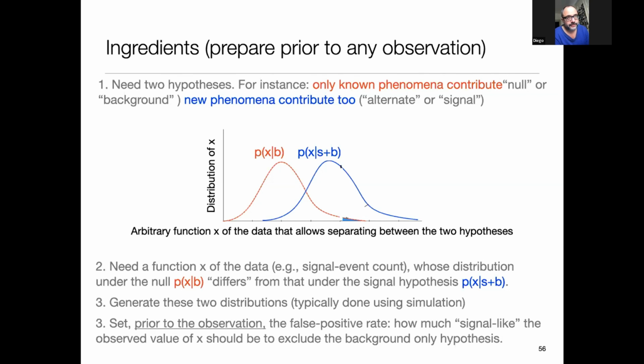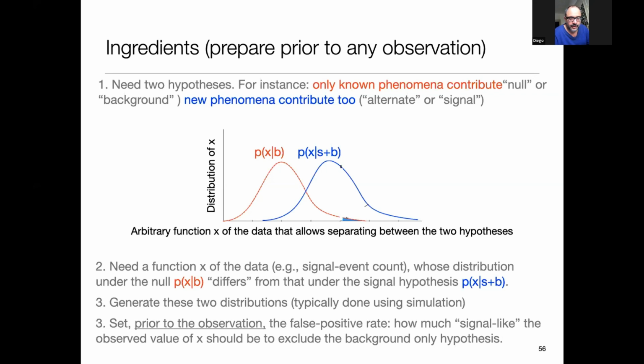Of course, this quantity that I choose should be able to distinguish the two hypotheses. If I take the phases of the moon, the phases of the moon will be the same whether I have a signal or not in my data. So it's not a very useful thing to distinguish signal and background. Therefore, I have chosen my two hypotheses. I've chosen a quantity that is able to distinguish them.